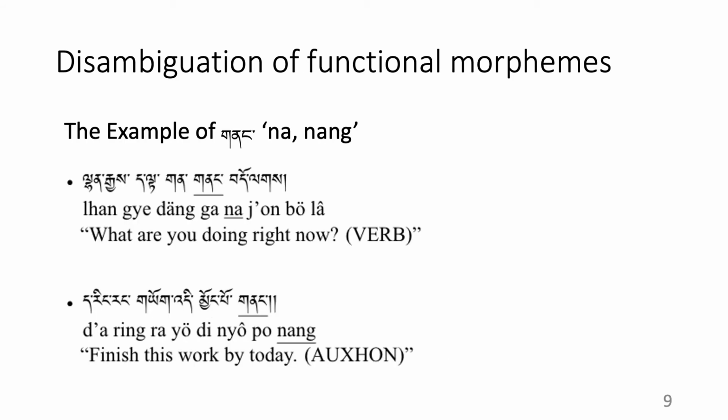One of the difficulties we faced during the annotation period is the existence of monosyllabic morphemes, which function differently from context to context, and we need to label them differently. For example, here is a monosyllabic morpheme na. Na in the first example, hengendaga na, jombola, means do and functions as a verb, while na in the second example, darin layo di jombolang, means please or could you, which is not directly translated into English. It functions as an auxiliary verb with honorific tone.